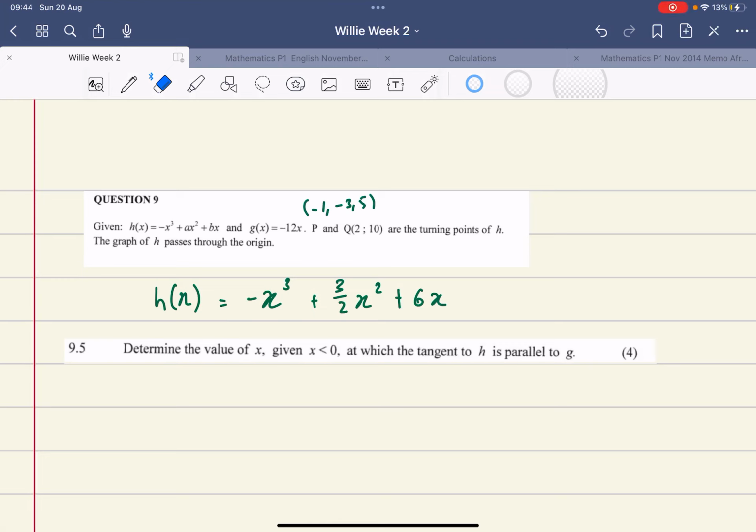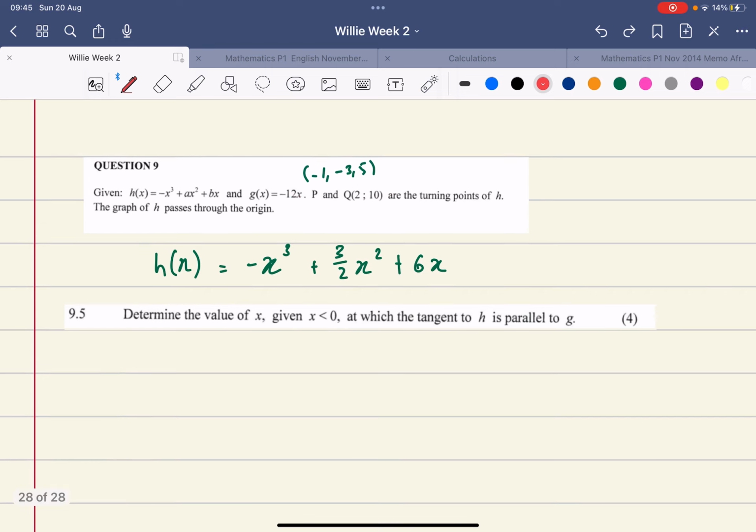Right, so in question 9, we were given this h of x function, minus x cubed plus x squared plus bx. And also g of x is equal to minus 12x. And we're given that p and q were the turning points of h. And we're also told that h passes through the origin. In earlier parts of question 9, we showed what h of x is equal to, and we also showed that p is equal to (minus 1, minus 3.5). So now we've got every bit of information that we need.